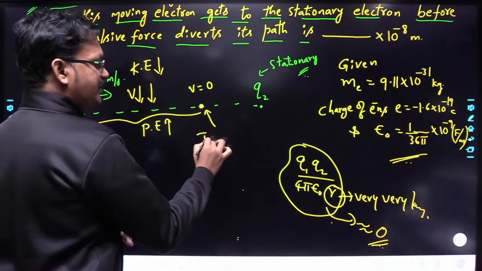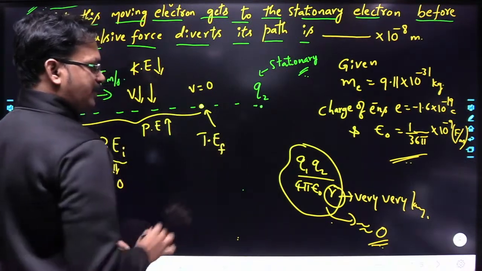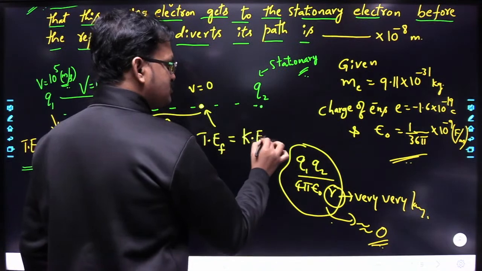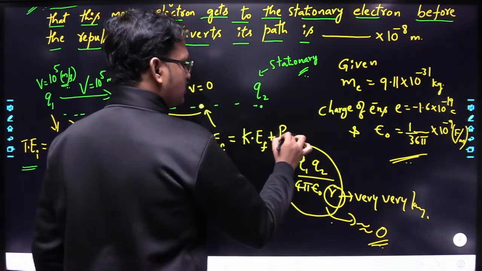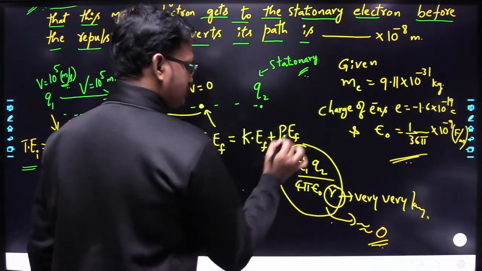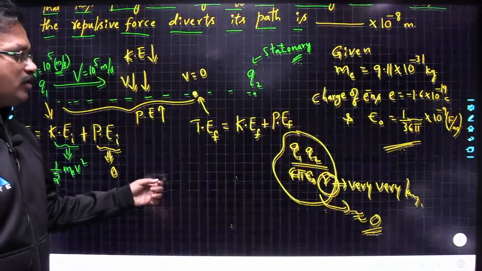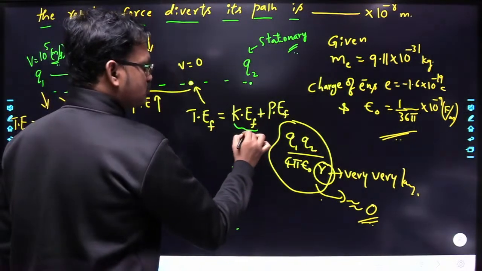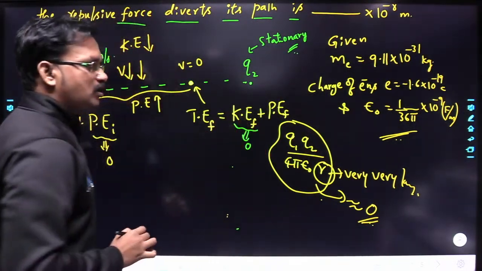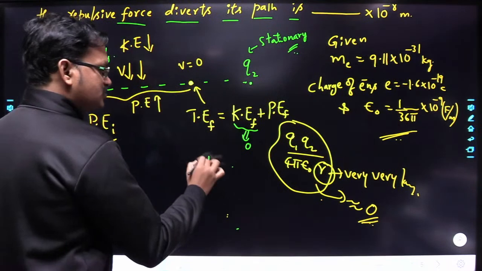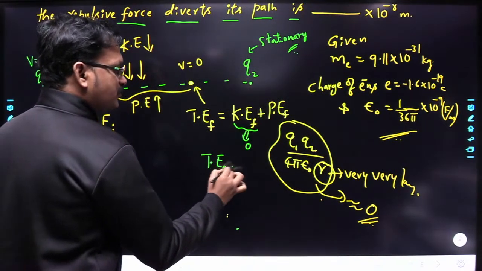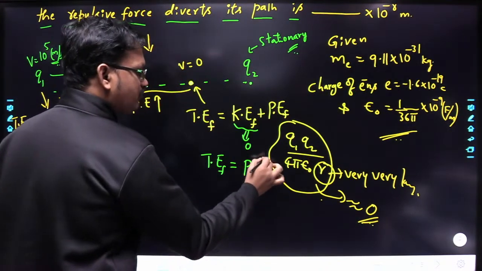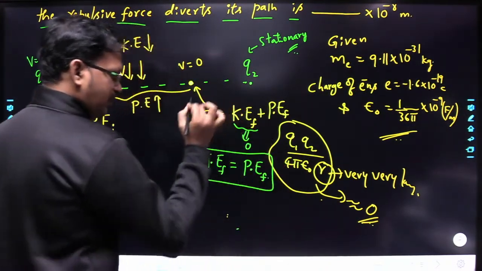So the total energy at this position must be equal to what? Must be equal to the kinetic energy final plus the potential energy final. Understood? Okay. So now at this location, since velocity is equal to 0, the kinetic energy will be equal to 0. So the total energy is in the form of potential energy only.